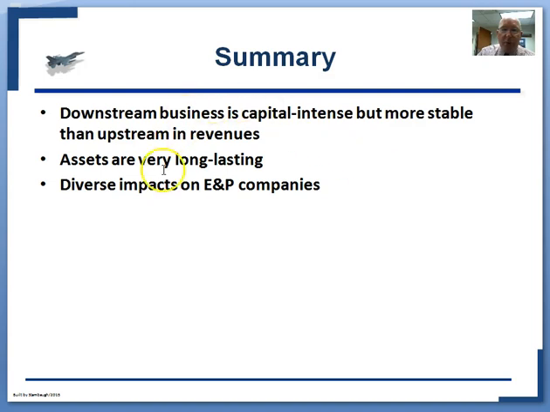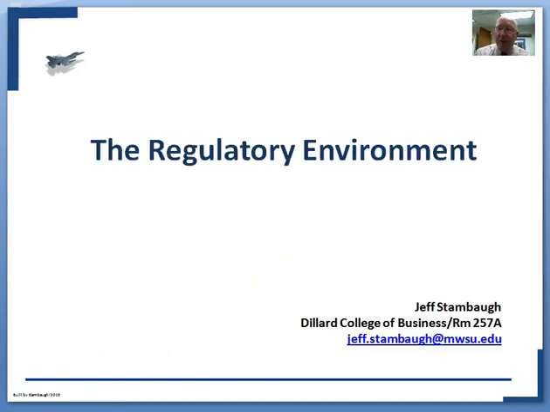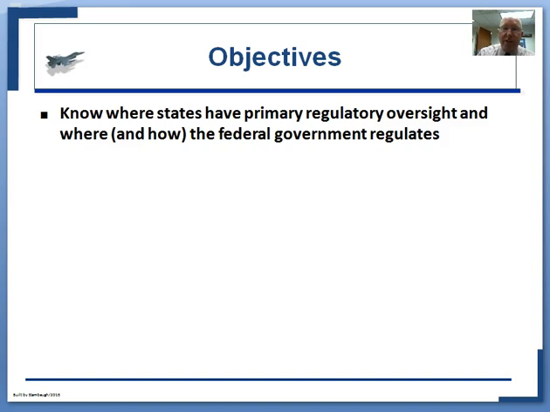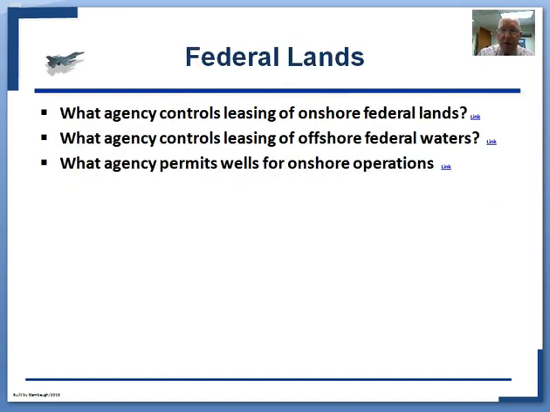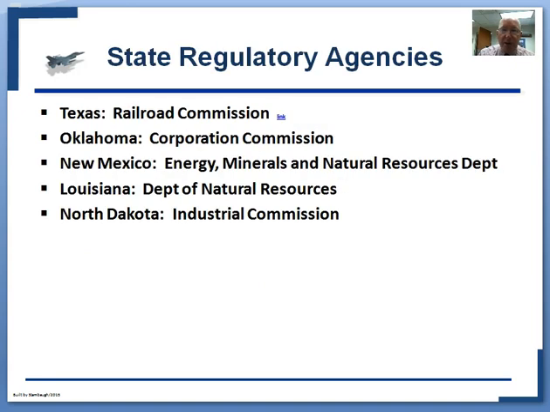Okay, and then we want to talk about downstream, just understand how it interacts with midstream. Another topic we discussed is the regulatory process, and this really is kind of a big deal. Know where the states have primary regulatory oversight and where the federal government regulates. So we played this game, and this is certainly something I think if you remember all this, you're going to be in good stead. Federal lands, remember the BLM is primary.